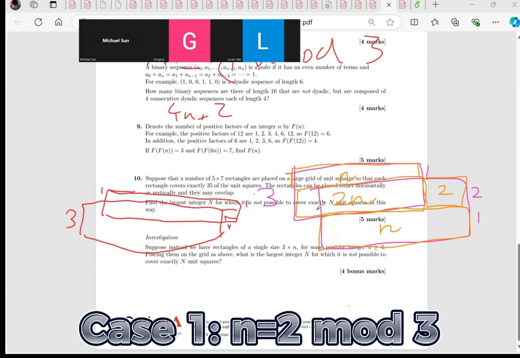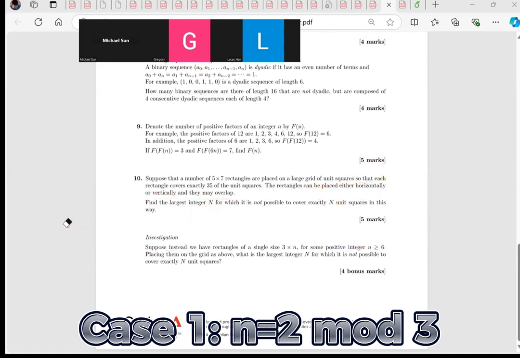Oh wait, so n is 2 mod 3. So then we have 1, 2, and 3 mod 3. In all of these cases we can keep adding 3, so we can get everything greater than 4n. Okay, alright. Now we want to prove we can't get 4n minus 1.